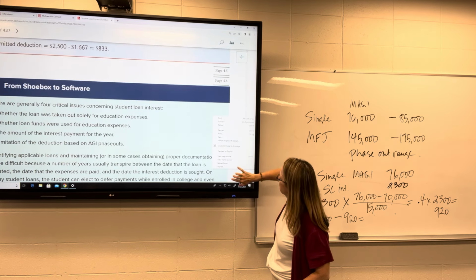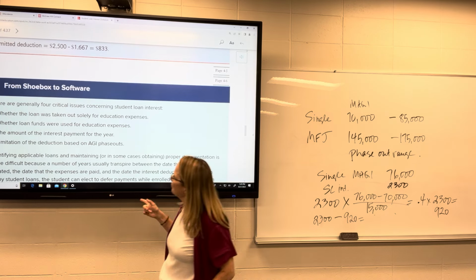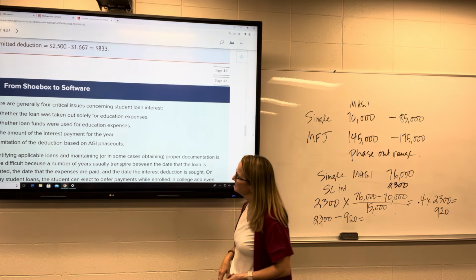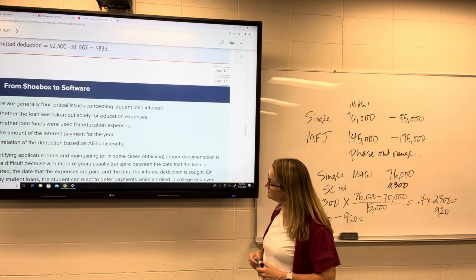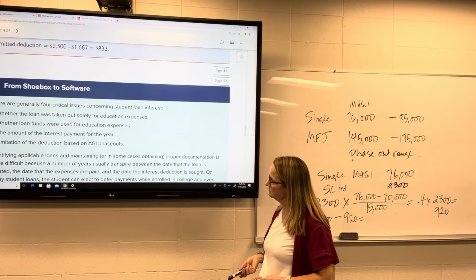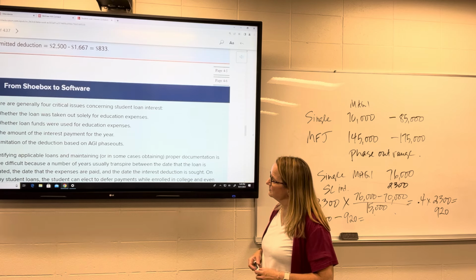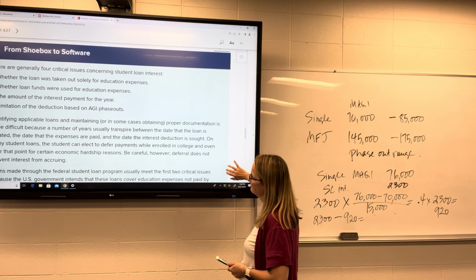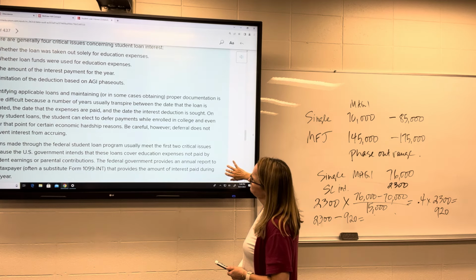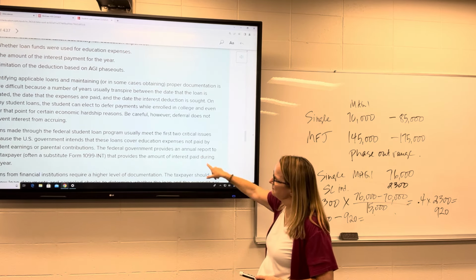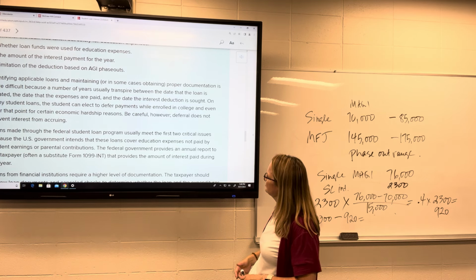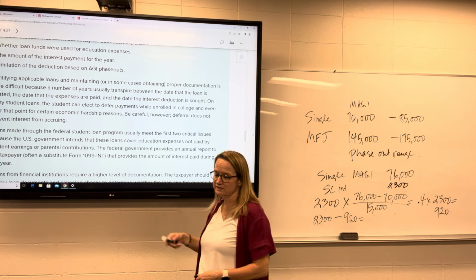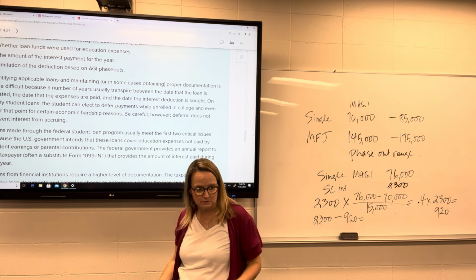So these are the 4 critical areas: whether the loan was taken out solely for educational expenses, whether the loan funds were used for education, the amount of the payment for the year, and the limitation based on those AGI phase outs. As they say here, loans made through the federal student loan program usually meet the first 2 critical issues because they're not going to give a loan to somebody who doesn't meet those requirements anyway.